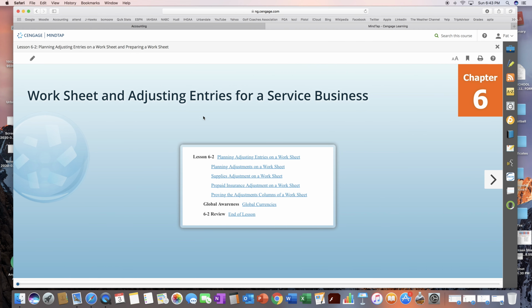All right, so we are looking at 6.2 section here. We're going to be talking about adjusting entries. Adjusting entries will be the next two columns of debits and credits after the trial balance, which we completed in 6.1. And so we got to figure out the adjustments to two accounts, supplies and then prepaid insurance.